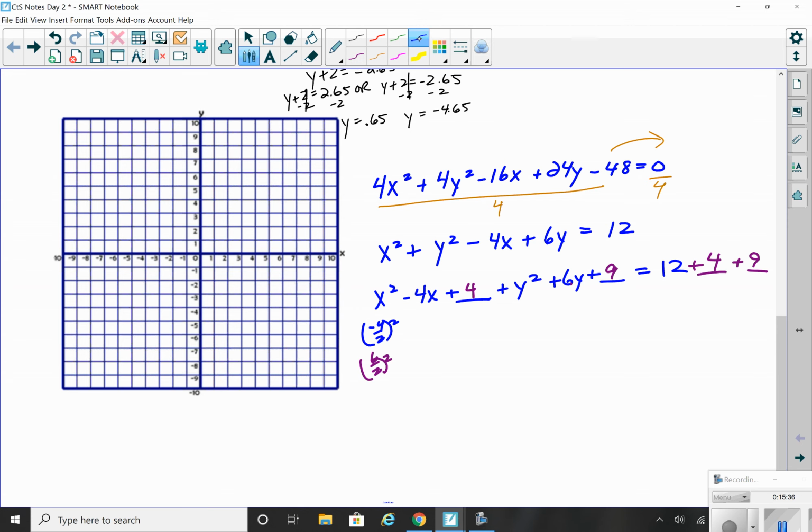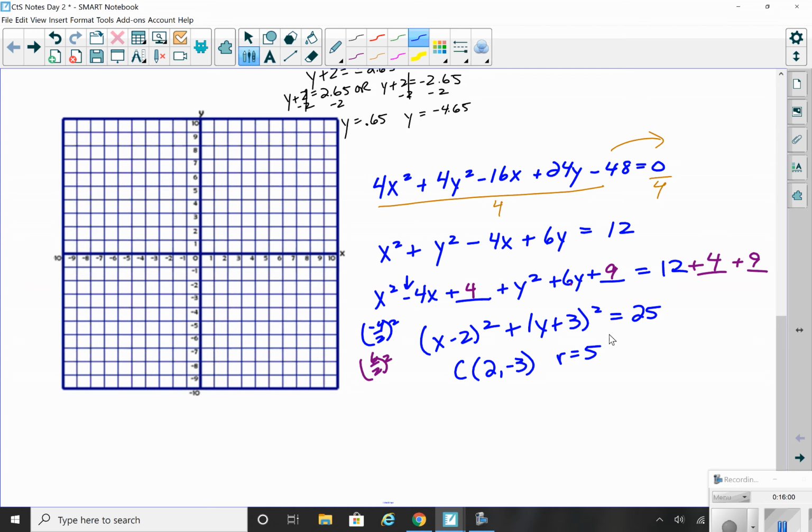So now, completing the perfect square trinomials, I've got x minus 2, the quantity squared. Again, it's minus because there's a minus right there. And then with my y's, I have y plus 3, the quantity squared, equals, let's see, 25. So the center of my circle is (2, negative 3) and my radius is 5.